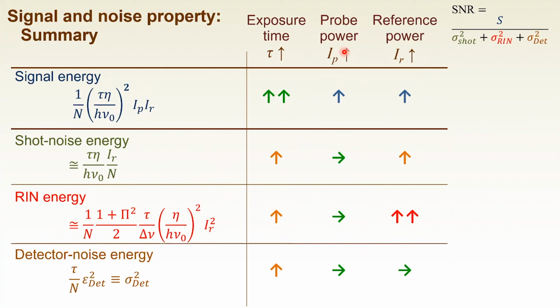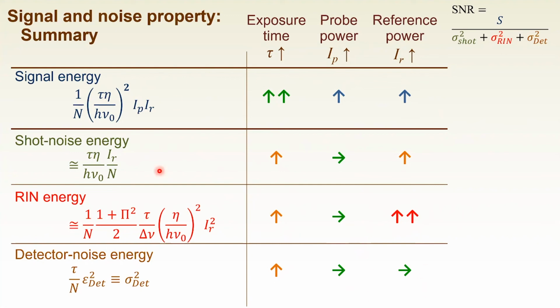Okay, and then the probe power. By increasing the probe power, we can increase the signal energy in a power of 1. Here, this guy, right? IP. But the shot noise, ring, and the detector noise are insensitive to the probe power. Okay. And the most important point is the reference power. By increasing the reference power, signal energy increases, and shot noise also increases in the same order. But ring increases double, I mean, in the power of 2. And on the other hand, detector noise is insensitive.